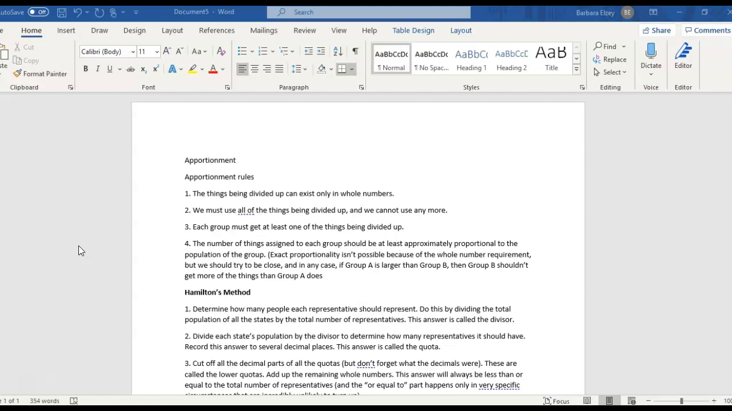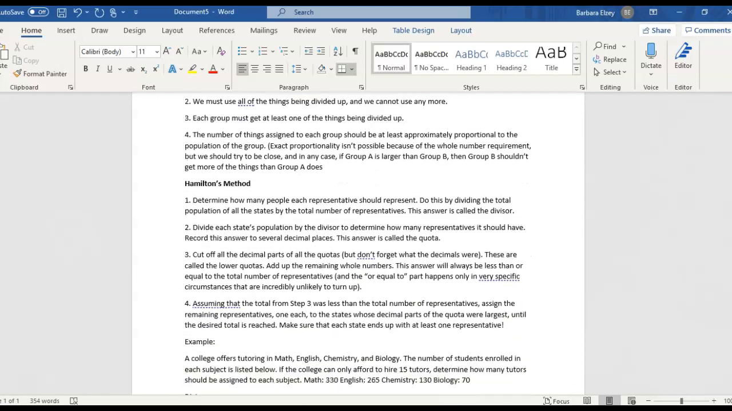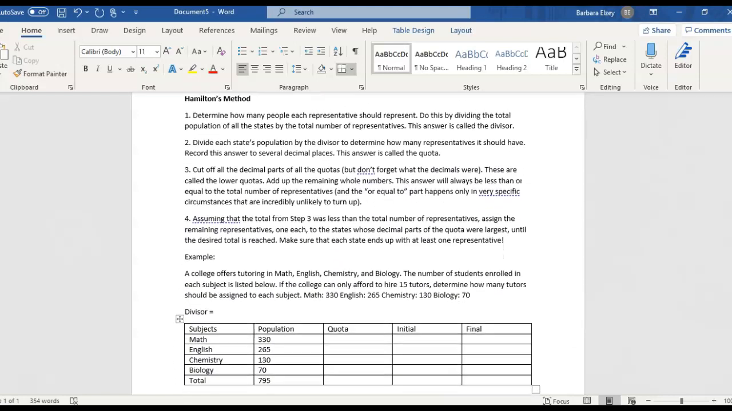All right, so we are going to look first at Hamilton's method of apportioning. And this was invented by Alexander Hamilton and was the first method by which we apportioned seats in Congress. All right, so let's take a look at this method, but rather than reading off the steps, I'm going to show you an example, and we'll read through the steps as we do the example. I'll leave the steps up there.